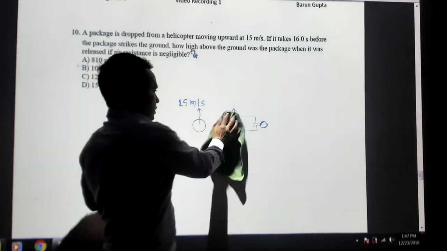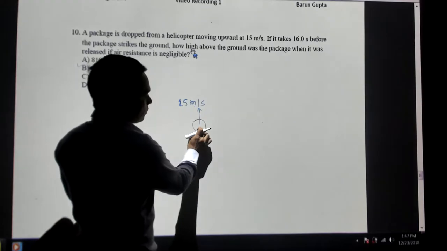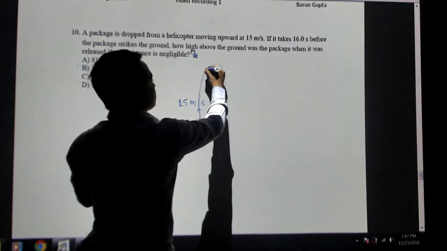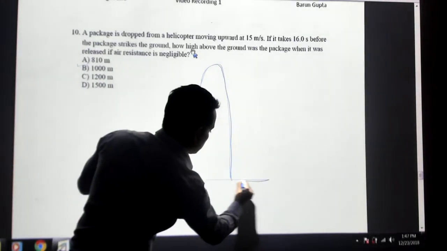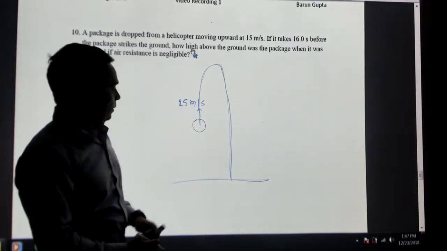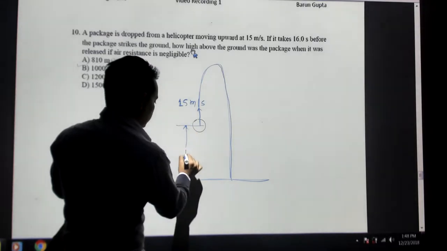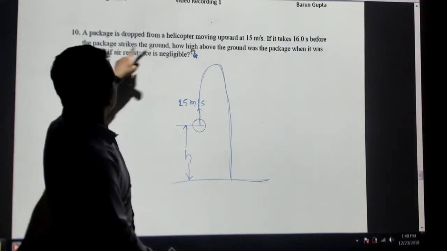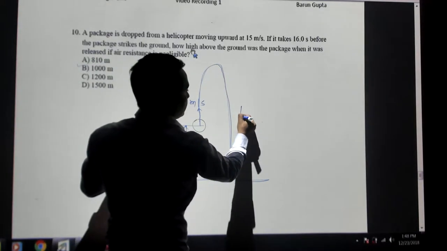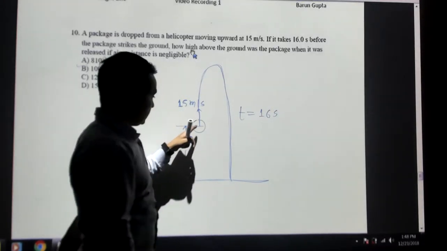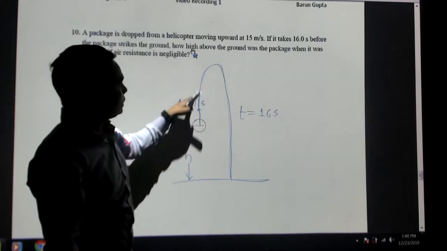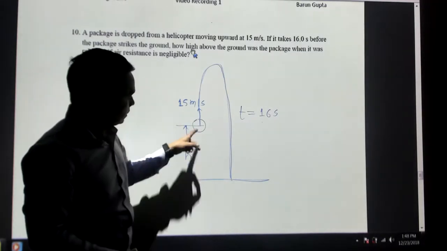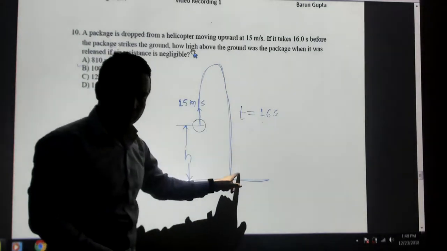So the way I will draw this problem is, the ball is moving with 15 meter per second. It will reach the maximum height, and then it will fall back to the ground. This is the ground. Okay. And then you need to find out what is the height here, and the total time. The total time is 16 seconds. This is the total time, 16 seconds, from this point to reach the ground. So the aeroplane is moving. Once you drop the ball or the package, it takes 16 seconds. That means it first keeps moving up and then comes back to the ground.